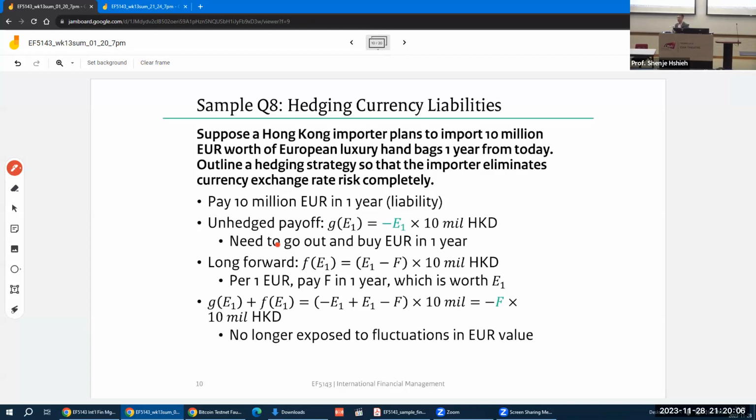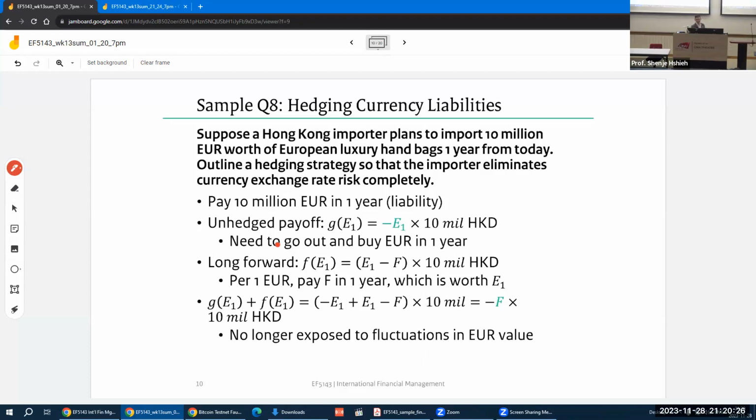Because that's a big component of international financial management, right? The management part is managing your risk, right? FX exposure. So question 8 is about hedging using forward contracts. Yes, so full hedging. So let me read you the question.